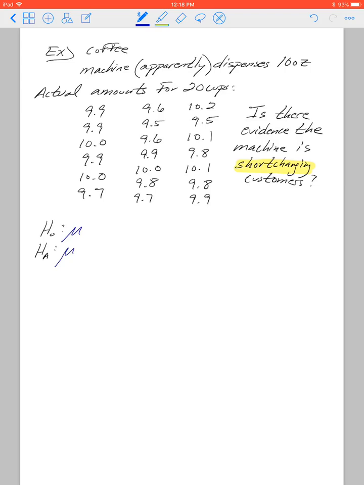Shortchanging customers. So what would that mean? Shortchanging would mean there's not enough, right? So shortchanging, less than, right? So if we're shortchanging customers, that would mean that the truth, this mu down here, is less than what we have been told. We've been told 10 ounces. So less than 10 ounces, right?